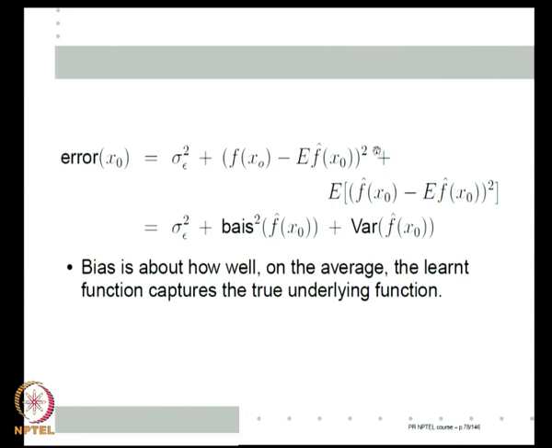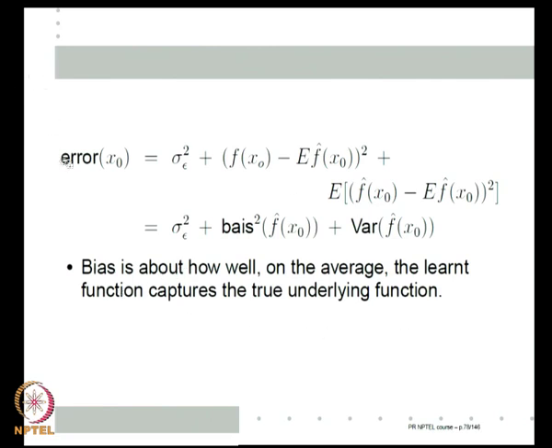So, f hat is a function of the training data. f hat is random only because it is a function of the training data. So, this expectation is with respect to the training data distribution. Averaging over all possible training data sets, do I on the average make the right prediction? So, bias is about how well on the average the learned function captures the true underlying function.